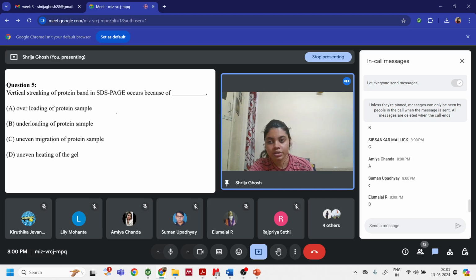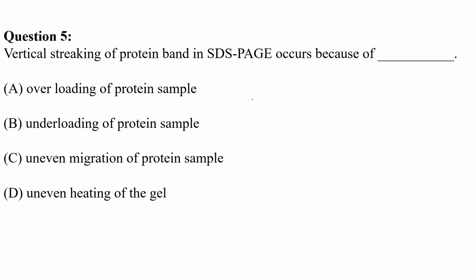Okay, so let's see. Everyone has answered different options: overloading of protein samples, underloading of protein samples, uneven migration of protein samples, and uneven heating of the gel. Actually, all four of these options can give a significant defect in the gel. So vertical streaking is actually due to overloading of protein samples. So we can have different defects on SDS-PAGE.